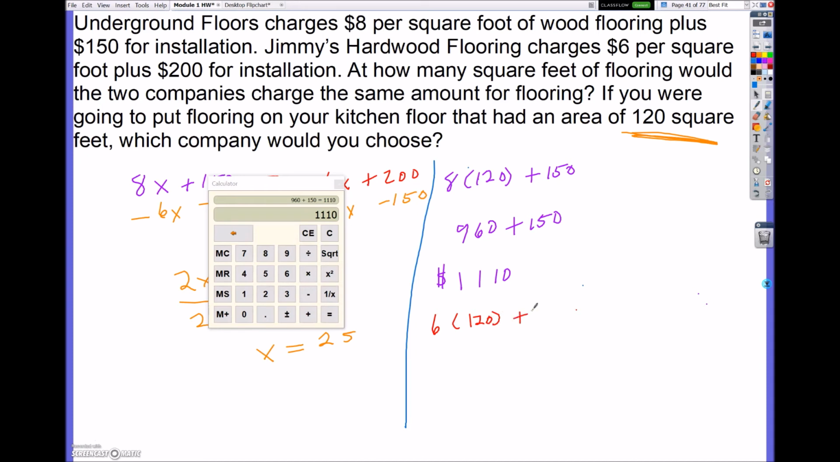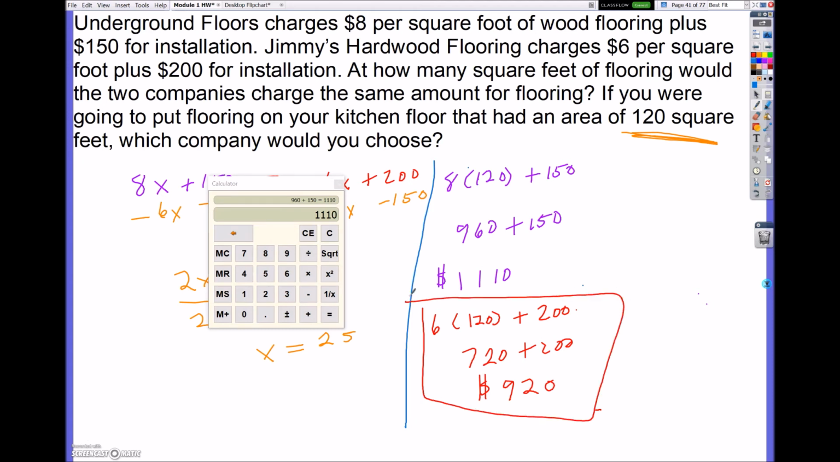All right, now the second company, which is Jimmy Hardwood, which was $6 for the same 120 square feet, so for the supplies, plus $200 for installation. When I do that, I'm going to have $720 plus $200. And when I add those together, I'm going to have $920. Therefore, the second company will be cheaper.